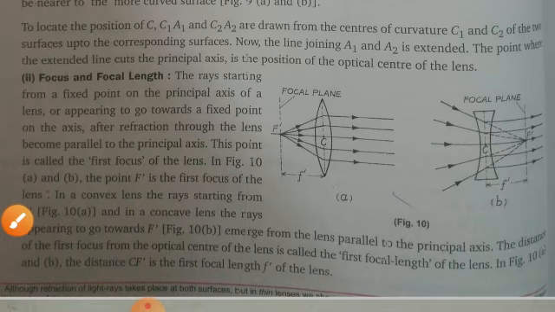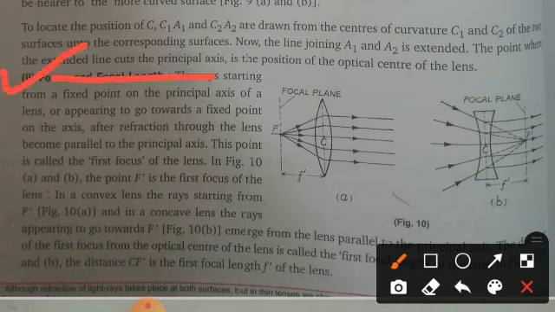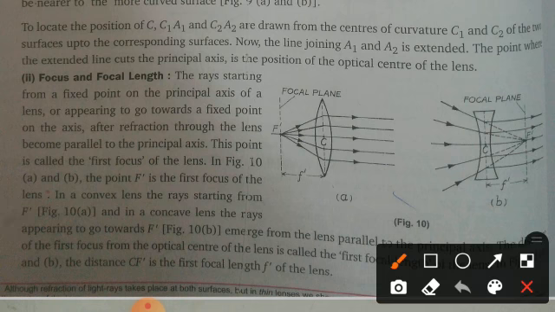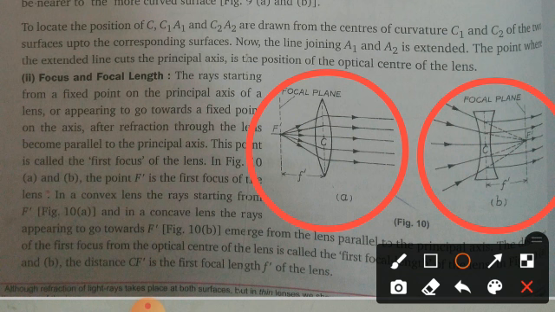Now, the second topic is the focus and focal length. Here you can see focus and focal length. The rays starting from a fixed point on the principal axis of a lens, or appearing to go towards a fixed point on the axis, after refraction through the lens become parallel to the principal axis. This point is called the first focus. Here you can see the focal plane and the focal point in this figure. So the rays starting from a fixed point on the principal axis of a lens or appearing to go towards a fixed point on the axis, after refraction through the lens become parallel to the principal axis. So this point is called the first focus of the lens.